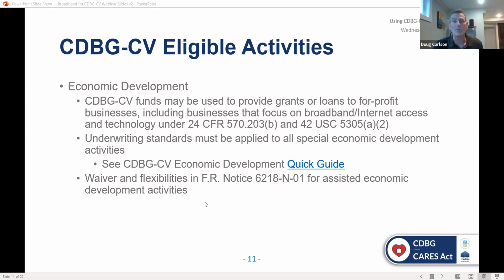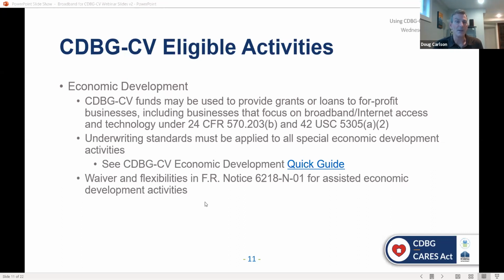So you can provide working capital assistance, grants or loans, or other types of assistance to a business as you normally would under 570.203(b). That can include companies that do some form of technology as part of their business, and under job creation and retention would be able to hire or retain employees as part of that assistance from the community. It's important to remember that if you do any form of economic development activity, that you need to follow the underwriting standards that are in the CDBG regulations, and those must be applied to all special economic development activities.